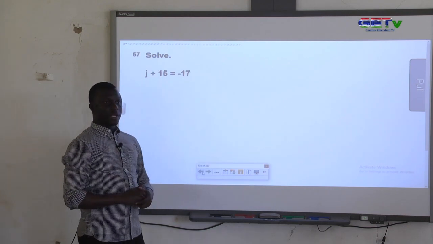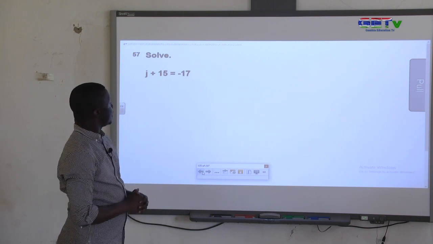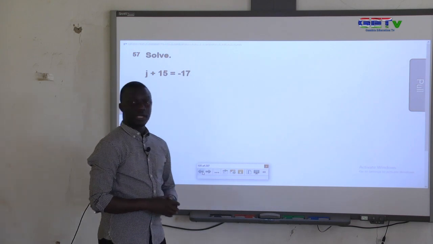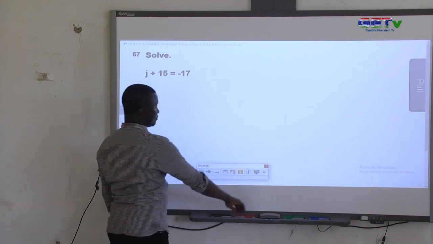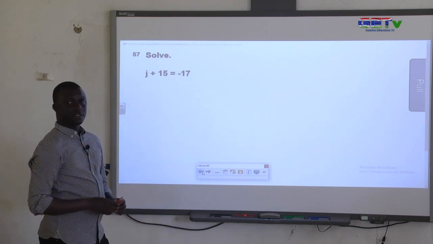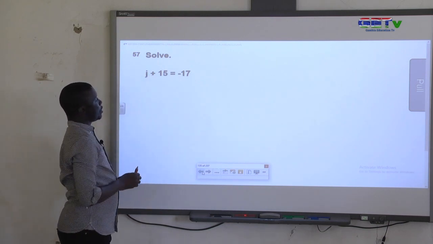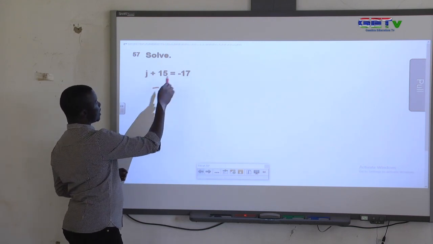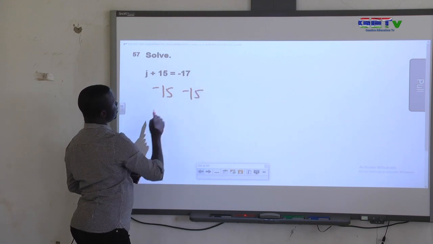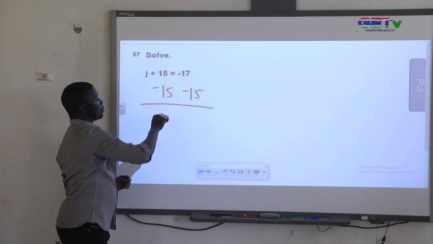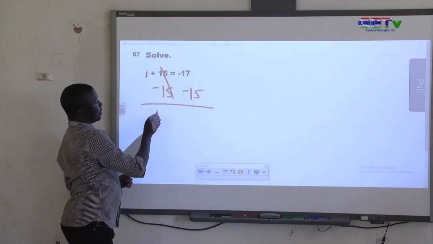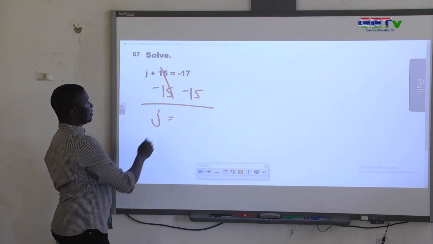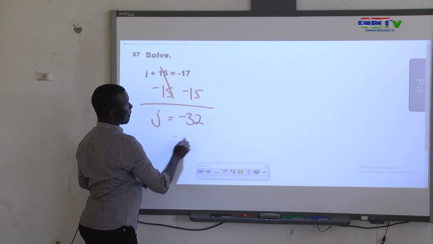We have j plus 15 equals negative 17. The operation here is an addition, and the inverse of addition is subtraction, so we subtract 15 from both sides. This shall undo this, and then we'll have j equals negative 17 minus 15, which is negative 32.